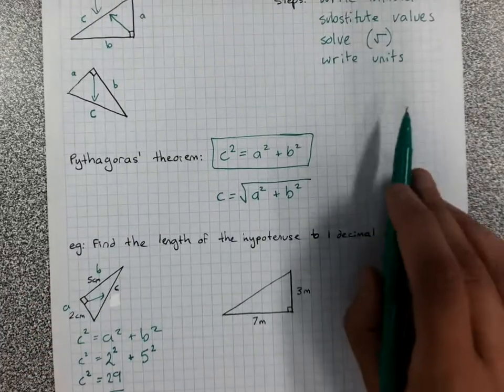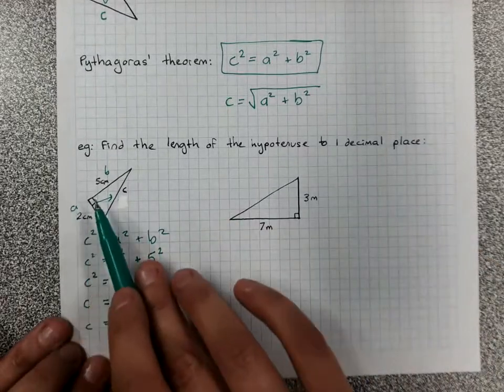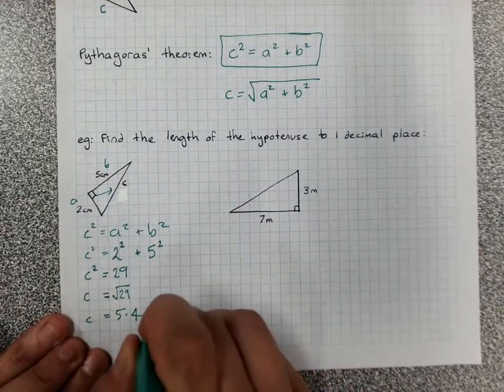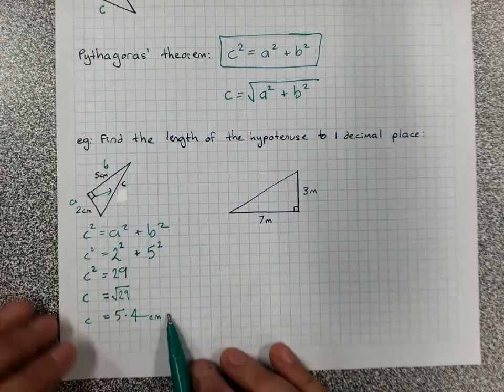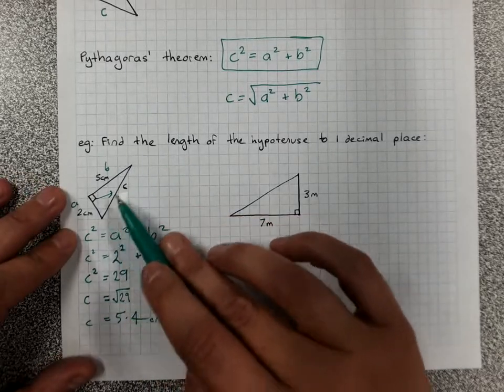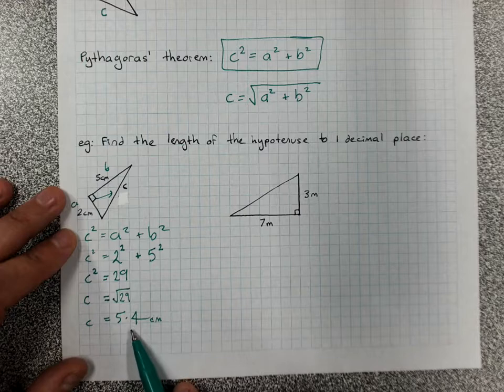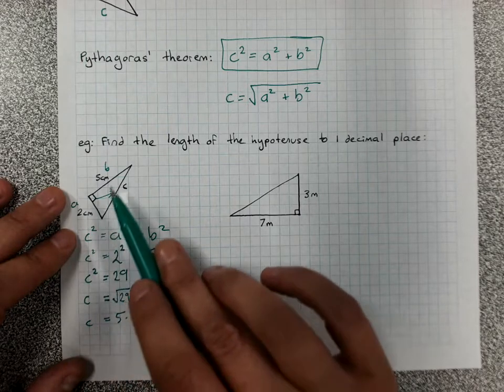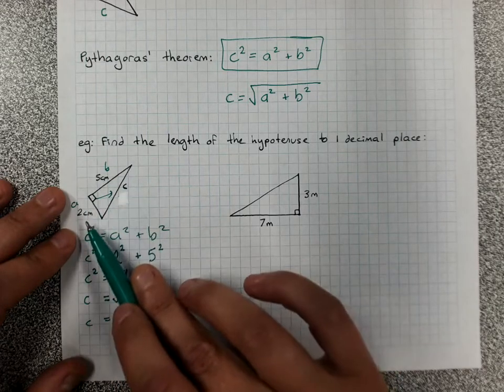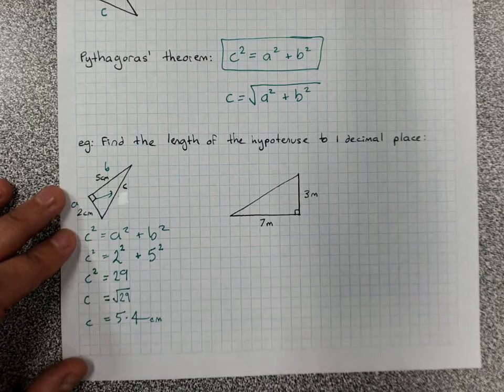And remember in the steps, write the units. This was centimetres, so this must be centimetres. It's not centimetres squared, I've just found the length of that side. And because the hypotenuse is the longest side, it should be longer than the others. 5, 2, and 5.4. It's longer.